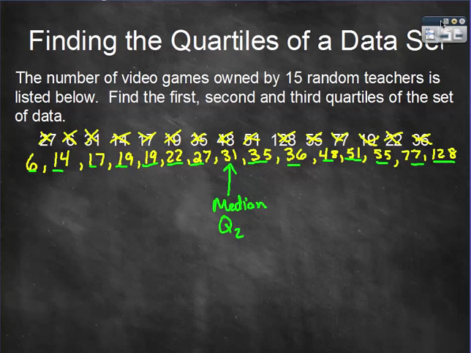So, for example, 31 here, this is my quartile 2. I'm going to find the median of all the numbers to the left, followed by the median of all the numbers to the right.